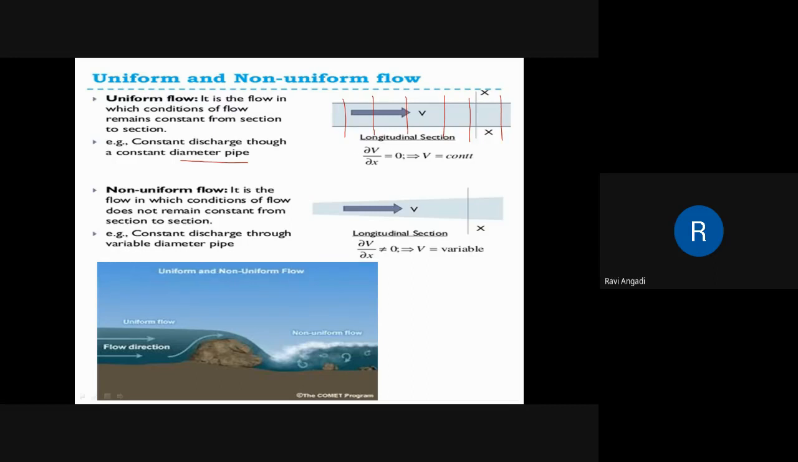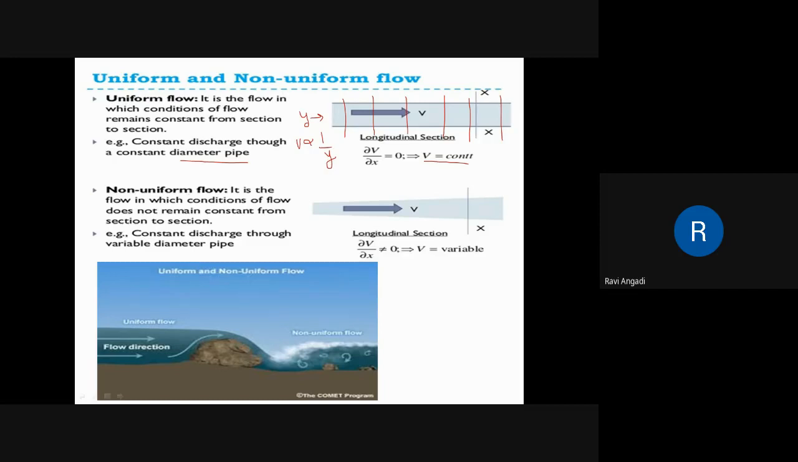In this one, as the depth of flow remains constant from one section to the other section, it is called uniform flow here. And the velocity will remain constant. As you know, velocity is inversely proportional to the depth of flow. Since the depth of flow is the same, the velocity will remain the same. So that's why ∂v/∂x equals 0. Hence we can say the velocity is constant throughout the length of the channel. This type of flow we call uniform flow.